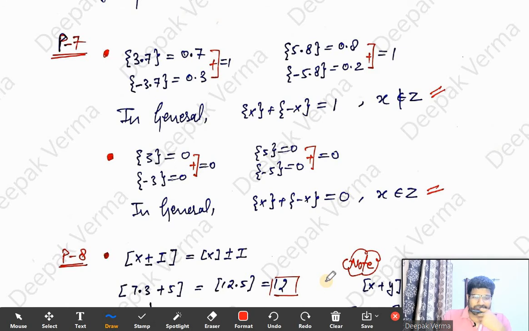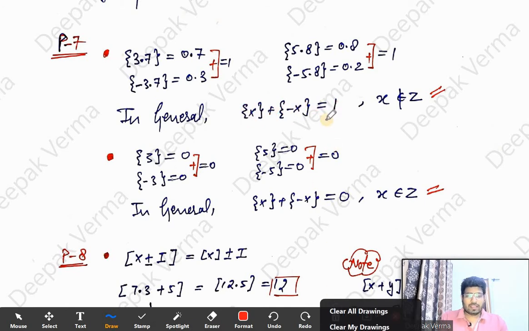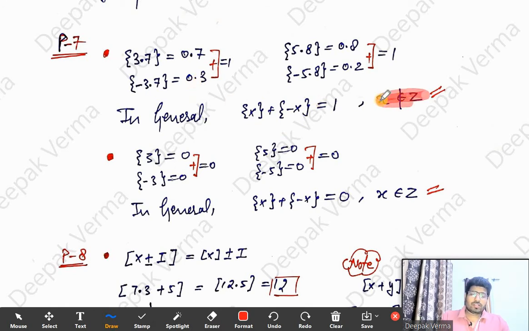So in general, by observing the pattern, we can derive the result: fractional part of x plus fractional part of minus x. Here this is x, this is minus x, this is x, this is minus x. Got it? So we can say in general, the fractional part of x plus the fractional part of minus x is equal to 1. I hope it is clear. This is when x does not belong to the integers. When x is not an integer, this property holds. Got it? So remember this. What if x is an integer?